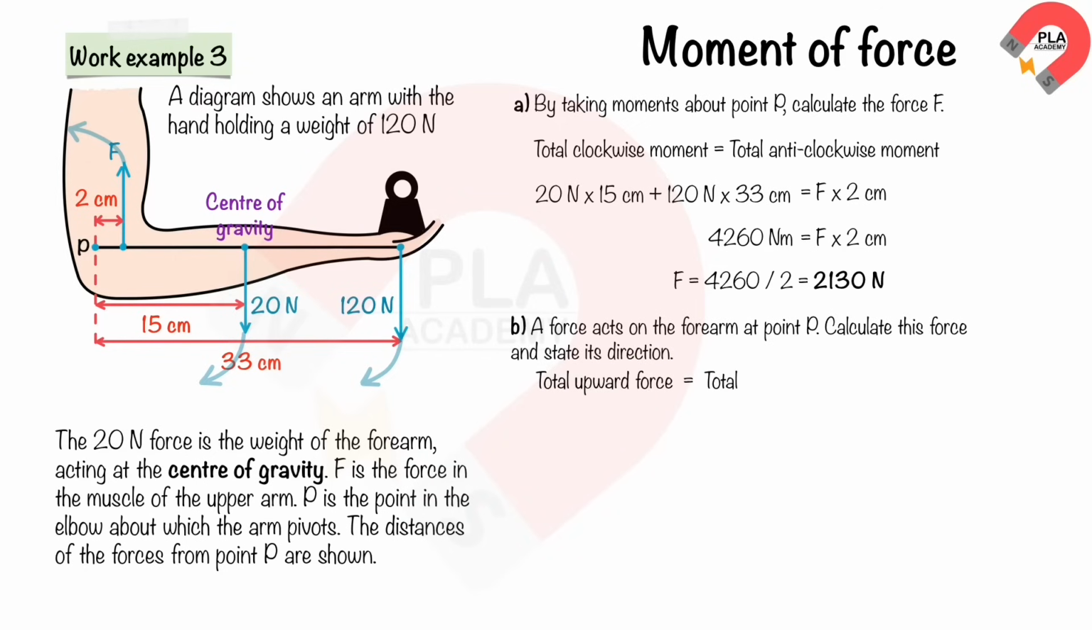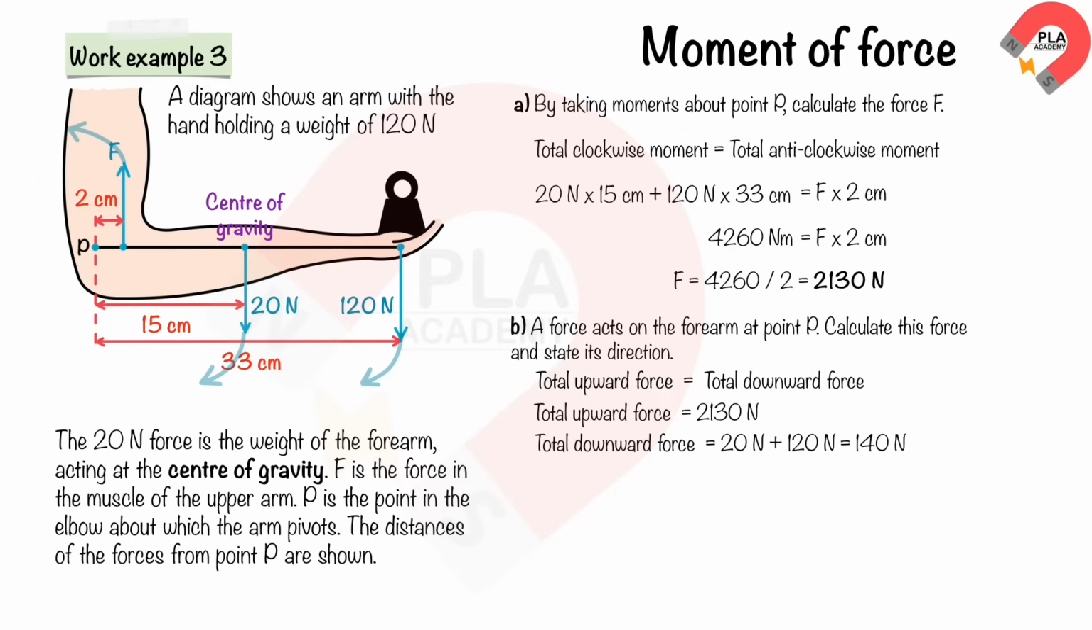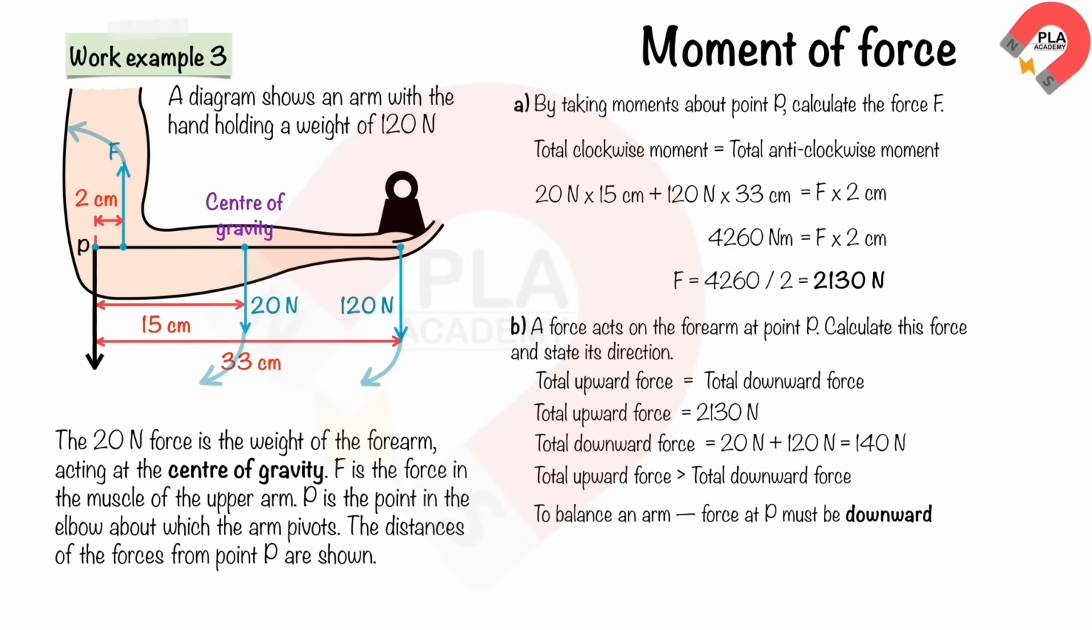We can apply that the total upward force acting on the arm equals the total downward force acting on the arm, due to equilibrium of the arm. Total upward force equals 2,130 newtons. Total downward force equals 20 plus 120, which is equal to 140 newtons. Total upward force is more than total downward force. To balance the arm, we need to add an additional downward force at point P. The magnitude of this force equals 2,130 minus 140, which is equal to 1,990 newtons.